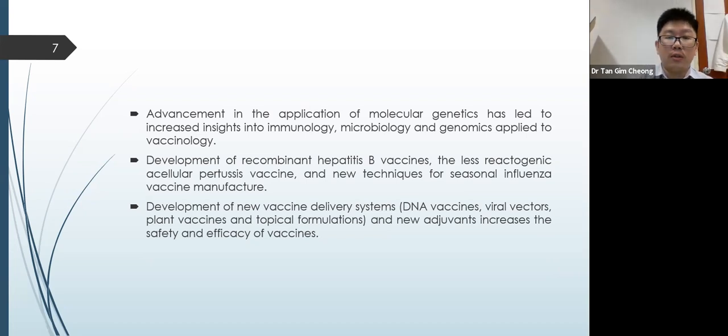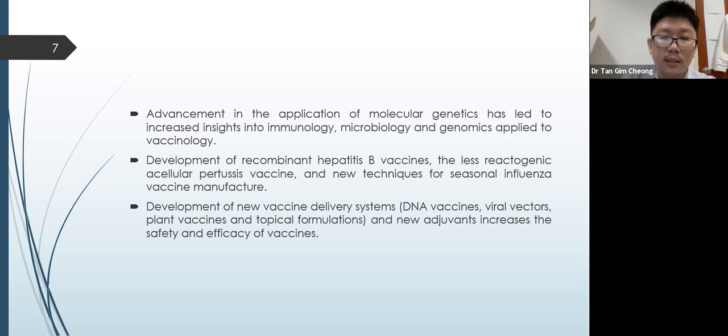For example, you have recombinant hepatitis B vaccines. You have DNA vaccines developed, and viral vector vaccines. DNA vaccine, I think you're more interested in because it is very related to the current application of the COVID vaccine, and also the viral vector vaccine. It is very related to what we are concerned about now with the COVID vaccine. So we will look into that.